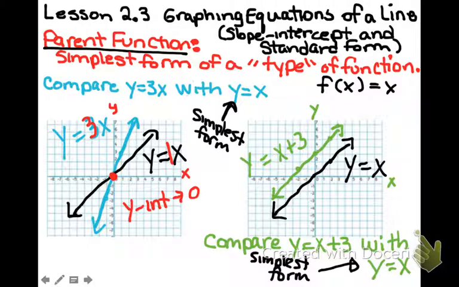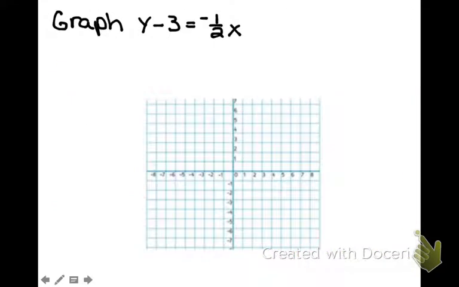And maybe you're noticing that the y-intercept of one of them is 0, while the y-intercept of the green line is 3. But they have the same slope. They're parallel lines. So we can graph linear equations using a table of values or by identifying the y-intercept and the slope. So that's what we're going to do now.